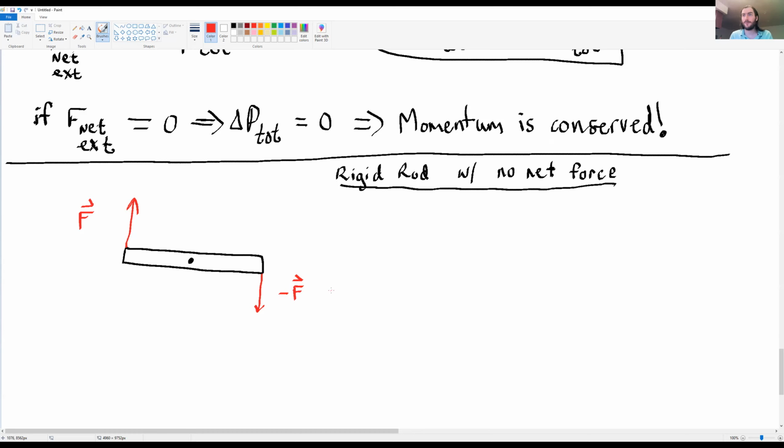I think you guys have very good intuition as to what's going to happen if you take some rod like this. Take your ruler right now and set it on your desk, and just use your fingers to push. Push with one finger in this direction on the left, push with the other finger in this direction on the right. What happens to that ruler? Well, the ruler starts rotating, right? The rod begins to rotate.